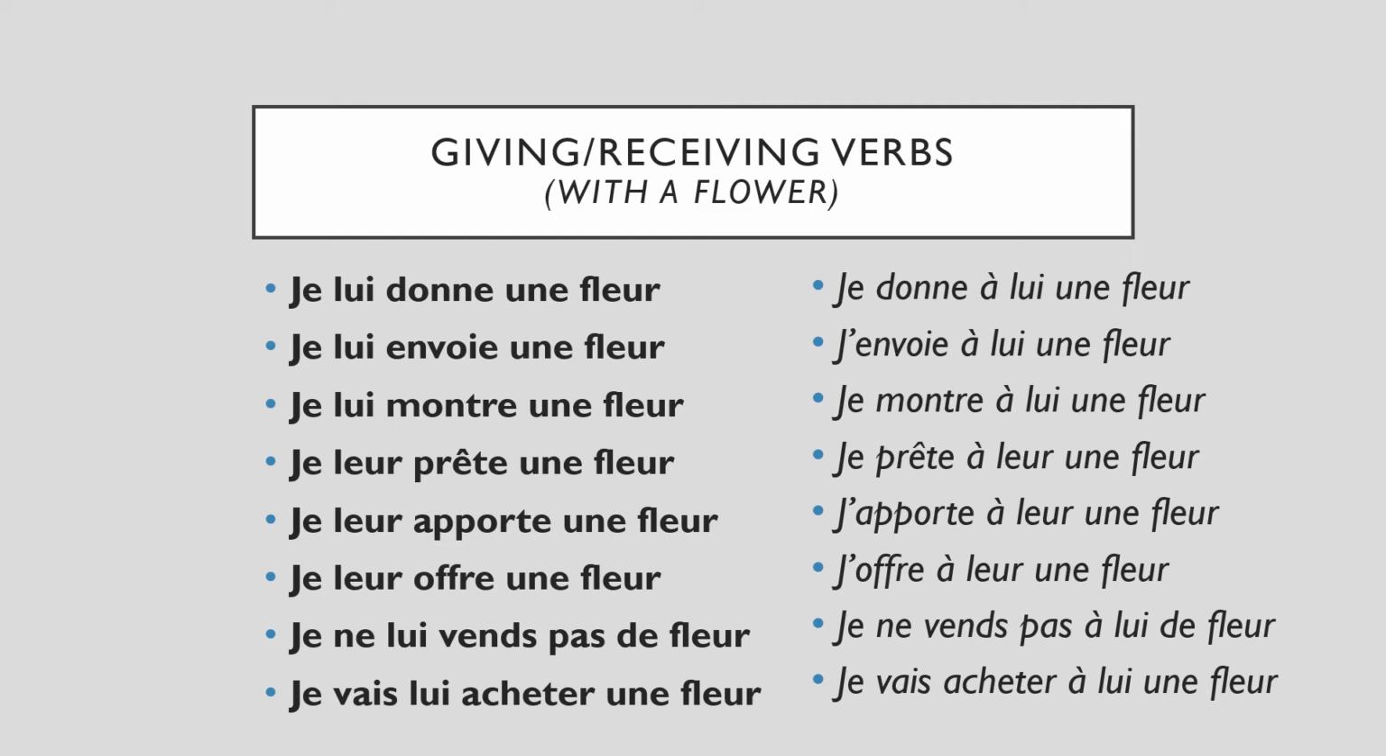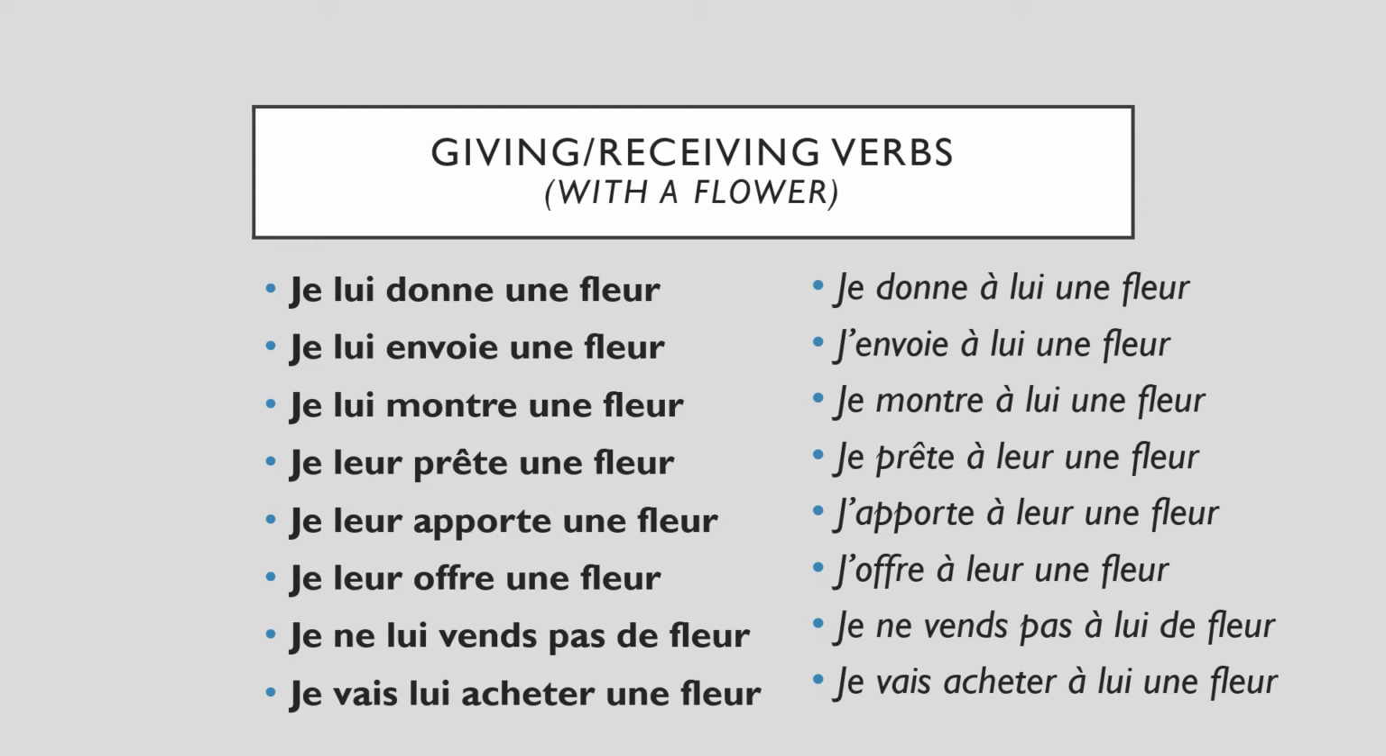Lending, giving or receiving. Je leur apporte une fleur. I'm bringing them a flower. Je leur offre une fleur. We know that verb, offrir, to offer. So I'm offering them a flower. Je ne lui vends pas de fleurs. I'm not selling them any flowers. And je vais lui acheter une fleur. I'm buying her a flower.